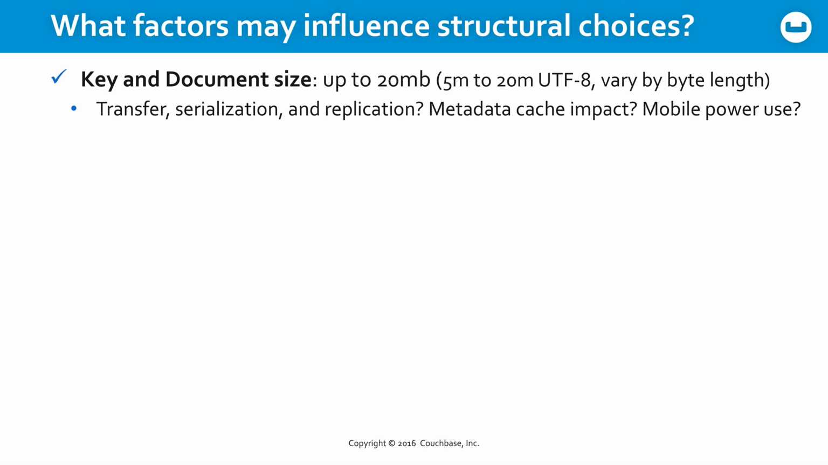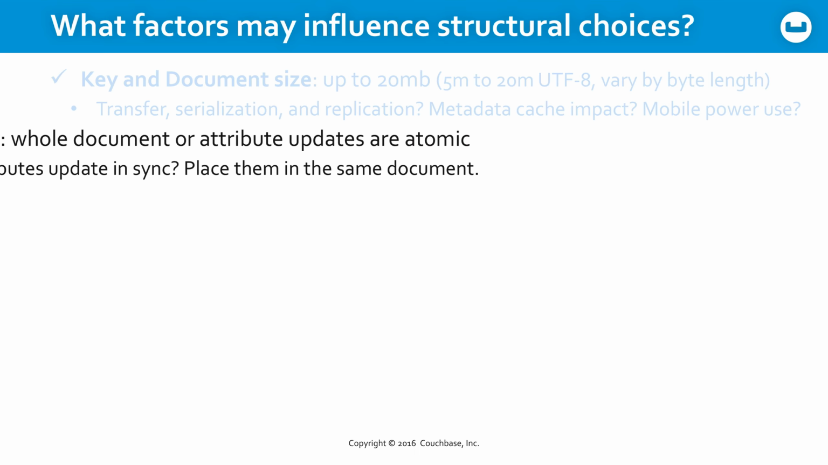Also, regarding your document IDs, as we've said, you need to think about the caching impact because by default, document IDs are stored in metadata. What's the target environment? Are these documents going to be loaded into a mobile device, or is this all happening on some very large server?